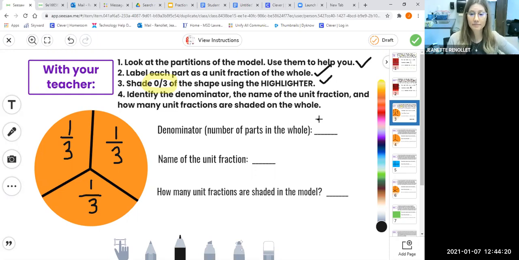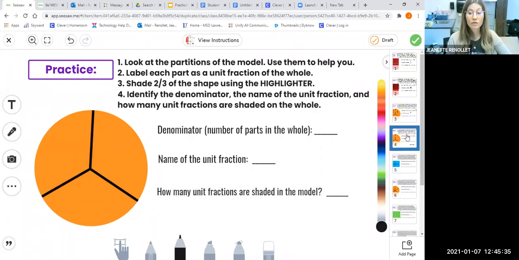Denominator goes down on the bottom. Let's fill it in. Name of the unit fraction. I already labeled each equal part. I know it's called 1/3. And last, my question. How many unit fractions are shaded? Well, I remember we didn't shade any this time. It told me to shade 0, so I shaded 0 unit fractions on this example. Check that you have these answered just like I do.